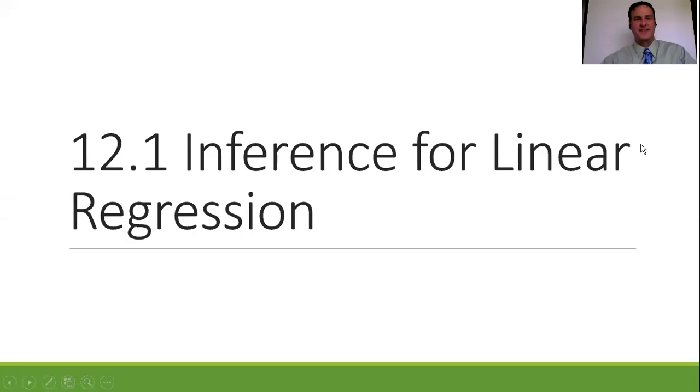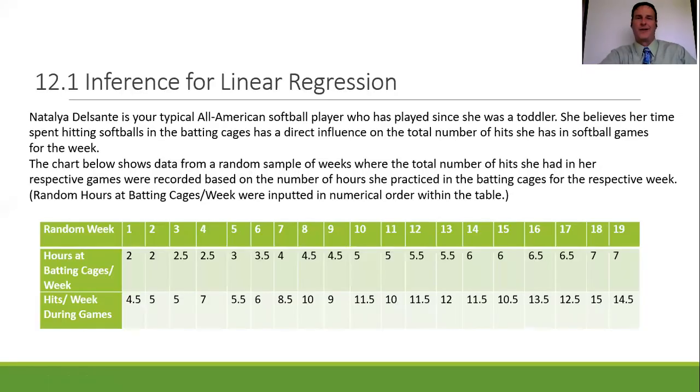Hello, AP Statistics. This is section 12.1, Inference for Linear Regression. For many of you, this is your last section of this course. So congratulations for being done. You will need a t-distribution table, graphing calculator, pencil, paper, and note sheet. Once you've got those things, you'll be ready to go.